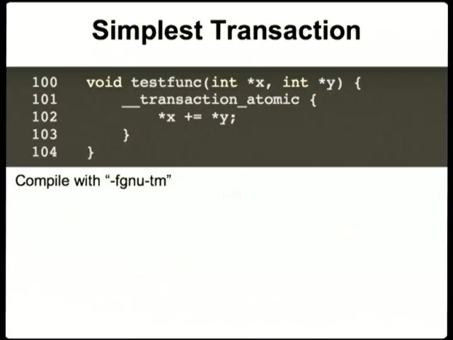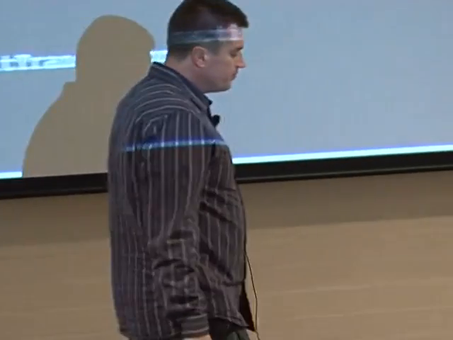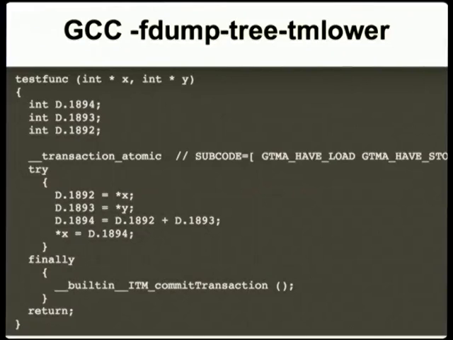To make this all work, you have to be on GCC 4.7 or better, and you compile with the -fgnu-tm flag. Awesome. If you start getting into playing with GCC, I don't know how many people here have ever done the -fdump options on GCC? Okay, like 3 or 4. So you can start to drill in.